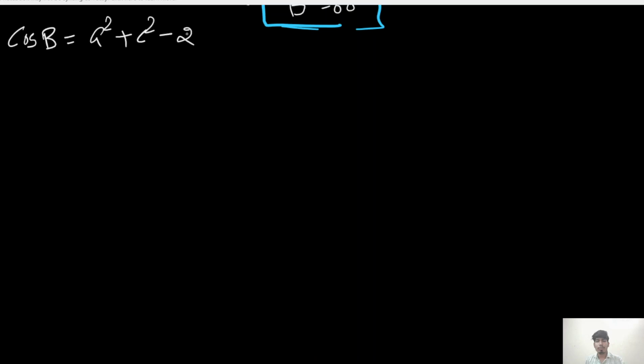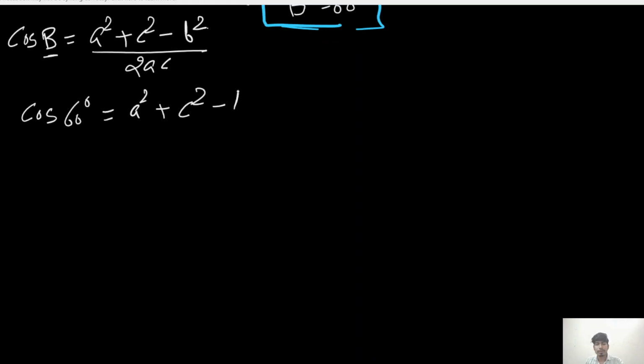What is the value of cos B? We know cos B is equal to (A square plus C square minus B square) upon 2AC. Okay students, then what do we get? The value of B is 60 degrees, so this is cos 60 degrees, which is equal to (A square plus C square minus B square) upon 2AC.